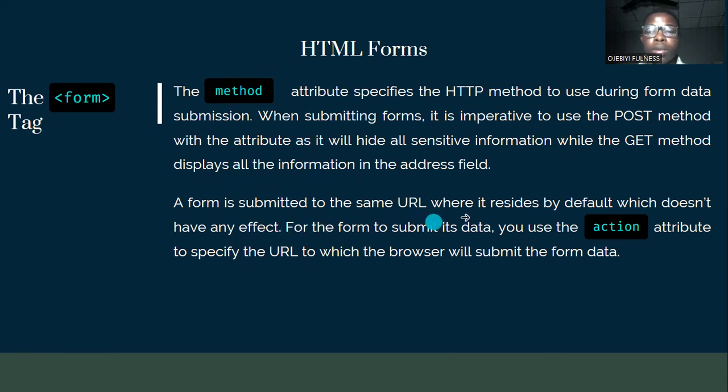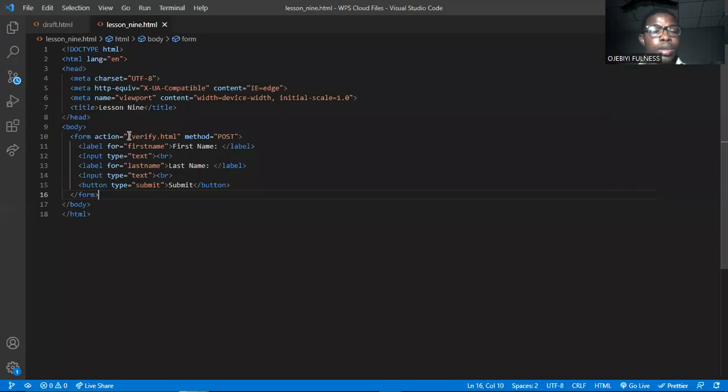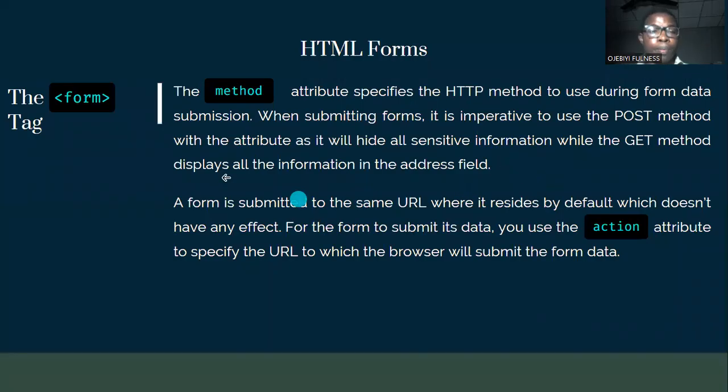The form is submitted to the same URL where it resides by default, which doesn't have any effect. For this form to submit its data, use the action attribute to specify the URL to which the browser will submit the form data. As you can see in our example here, we use the action verify. So that's where the form is going to submit the data to: slash verify.html. We don't have that file, but that's just an example to show how we use the action attribute. It will submit the form data to the URL that we have, the slash verify.html.